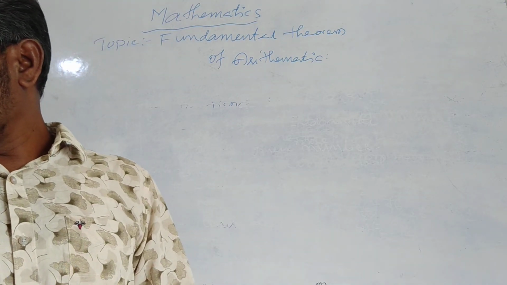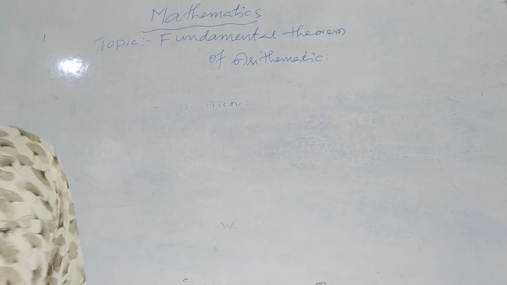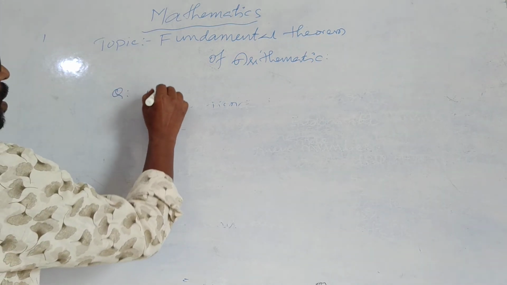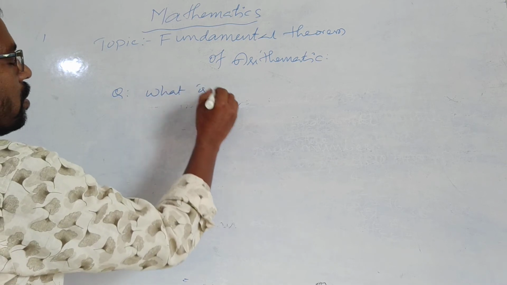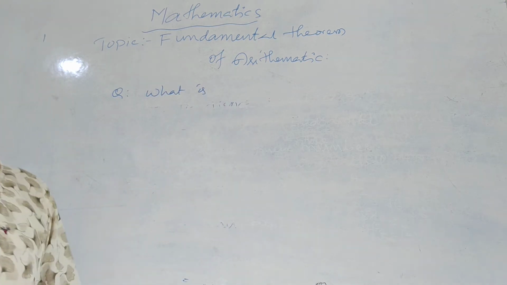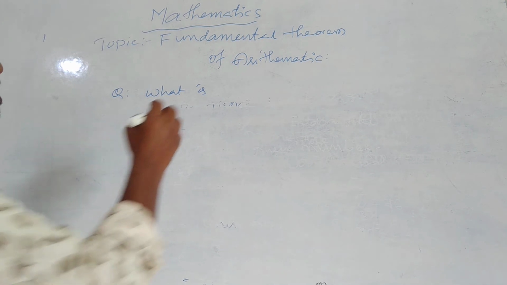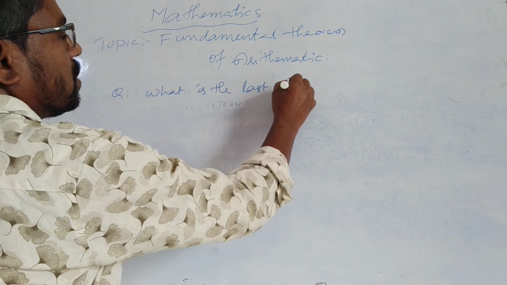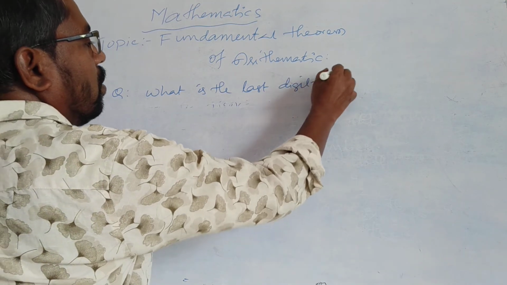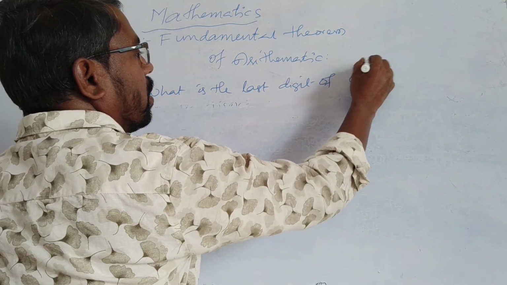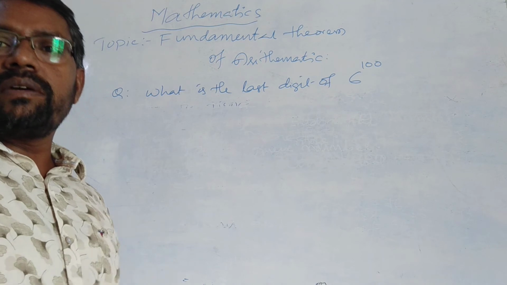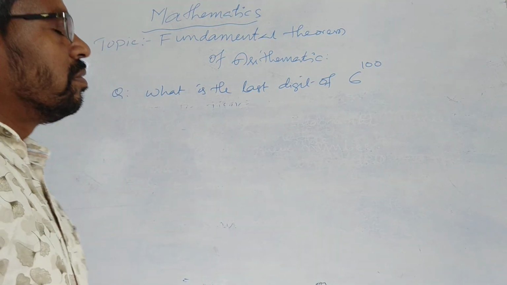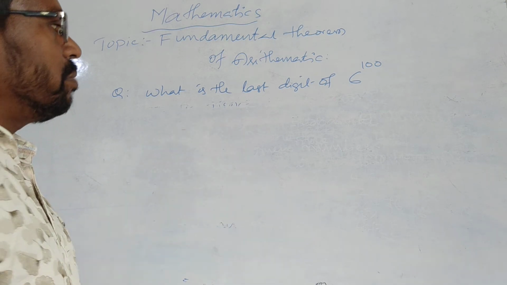In your 1.2 exercise, the question is: what is the last digit of 6 power 100? This is the question. Are you clear? Now we are going to discuss it in a simple manner.